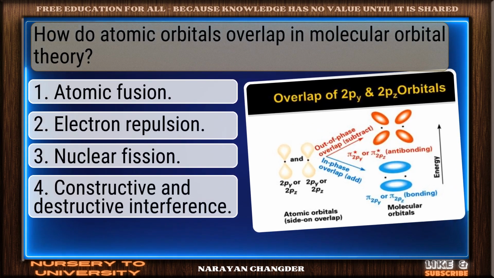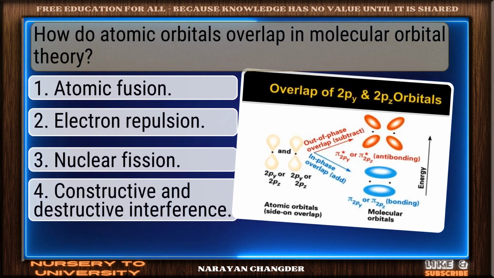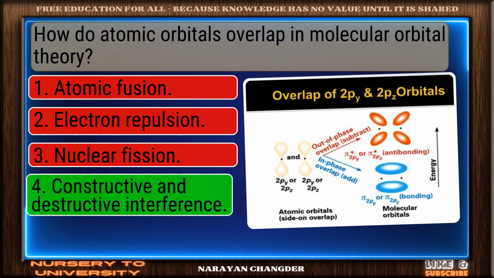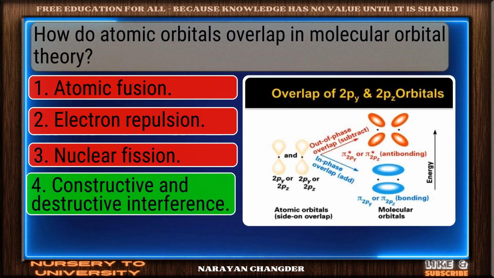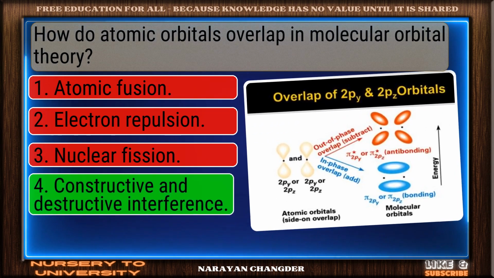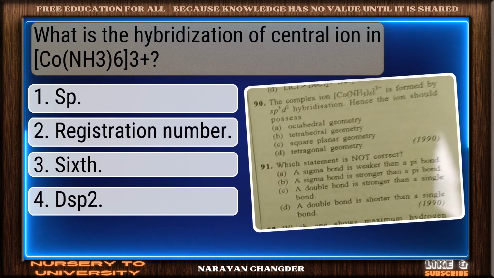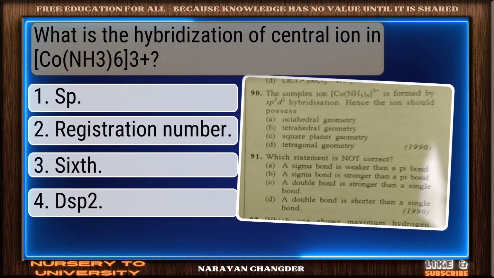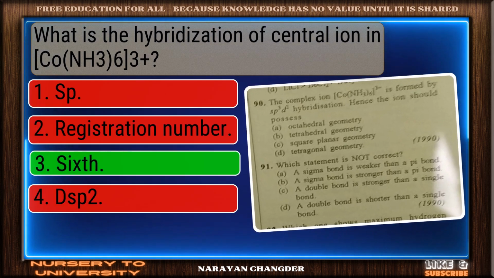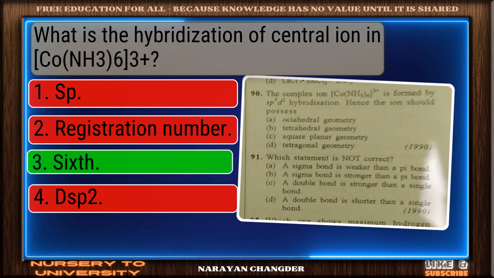How do atomic orbitals overlap in molecular orbital theory? Strong choice. Constructive and destructive interference is the right answer. What is the hybridization of the central atom in the 3+ ion? Good thinking. It is the right answer.